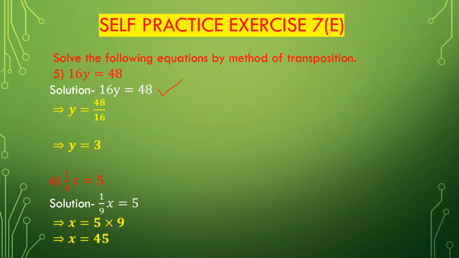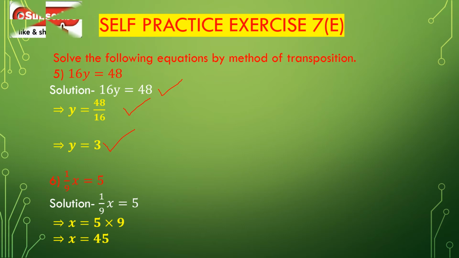y will be, this 16 multiplied with y on left hand side, then 16 transposed to the right hand side, then multiplication will change to division. So y equal to 48 divided by 16. Then y equal to 48 divided by 16 is 3. Then y equal to 3. So value of the variable y is 3.